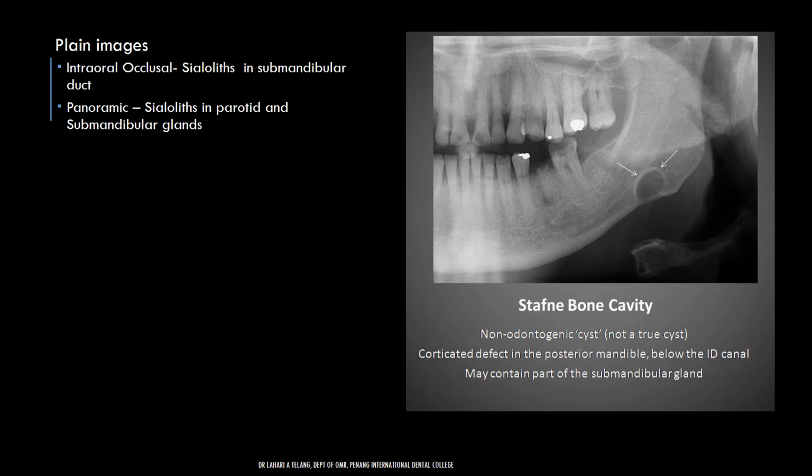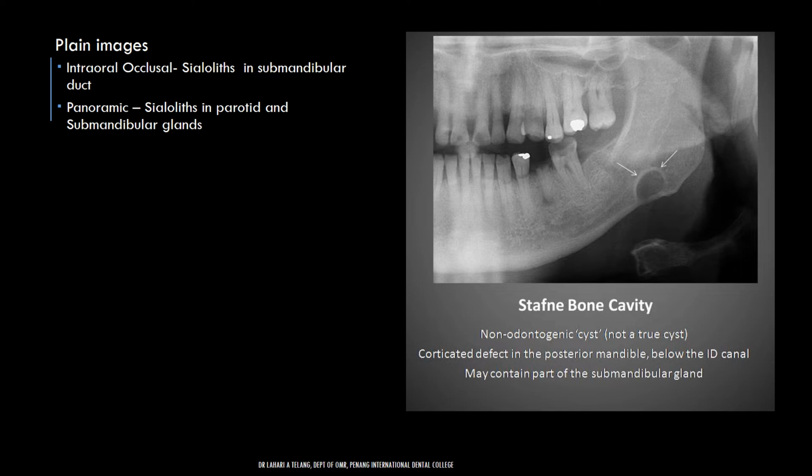Let's talk about plain images first. I mean plain radiographs. Generally, you use intraoral occlusal views when you are suspecting sialoliths in the submandibular duct, or a panoramic view when you are suspecting sialoliths in the parotid and submandibular gland.